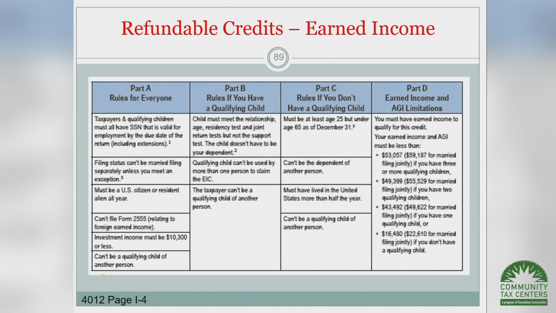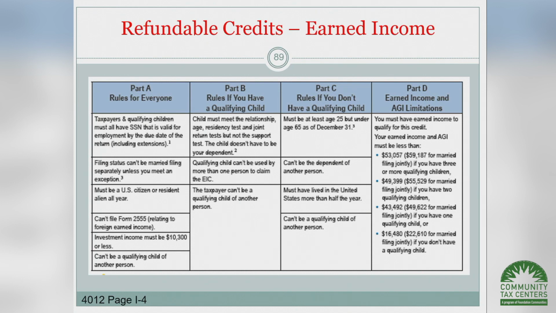So this is the worksheet that shows what all is involved when it comes to the EIC and how an individual can claim the EIC. It's a good one to look up, especially because I believe the certification test asks about the EIC qualifications. It's going to be on page I-4 on your Pub 4012. It's good to look at it and see.